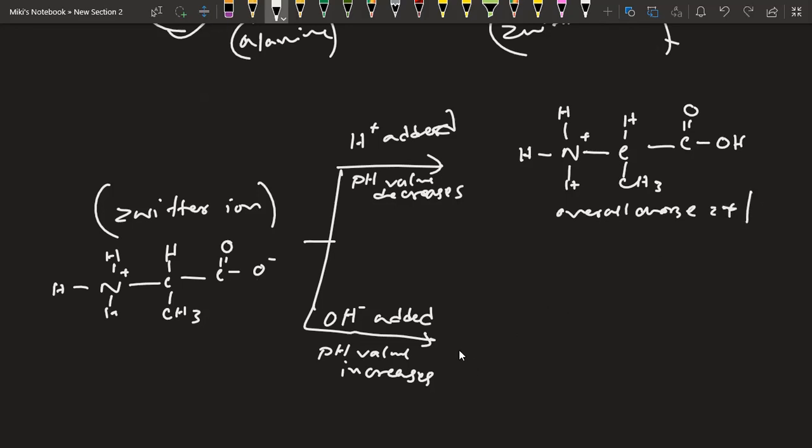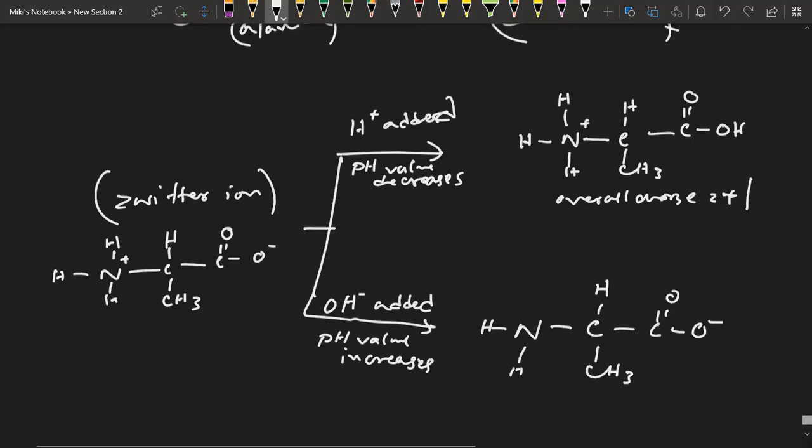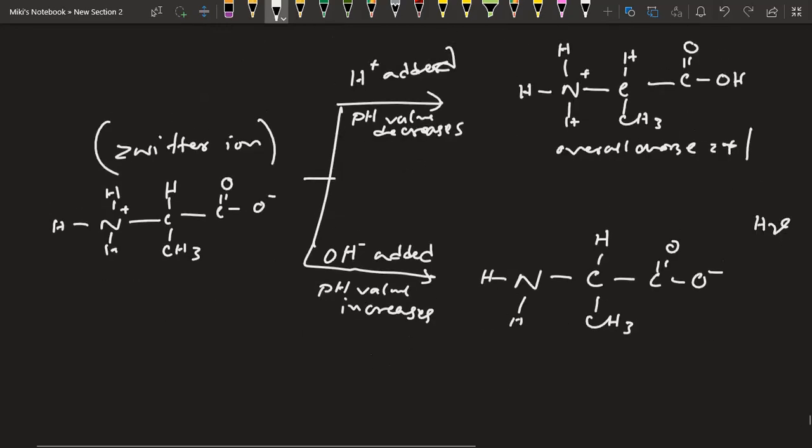Now, if we added OH minus, the opposite would have happened. The extra H plus will break the bond with the amine and form a water neutralization reaction. A simple neutralization reaction will happen, and this COO minus will remain as it was. And that broken H plus with OH minus will form H2O, which will be a side product. However, here we get an overall charge of minus 1. So that's our zwitterion's characteristics.